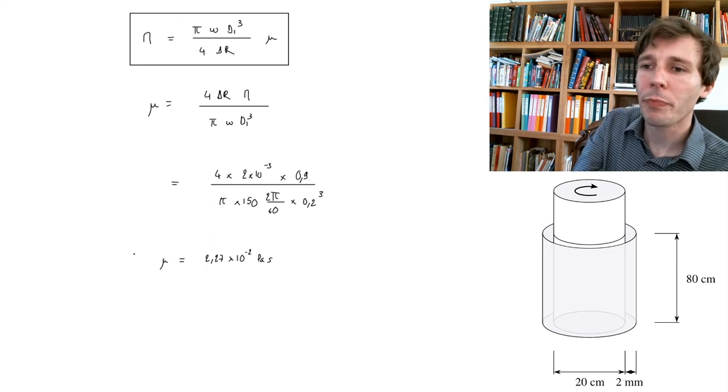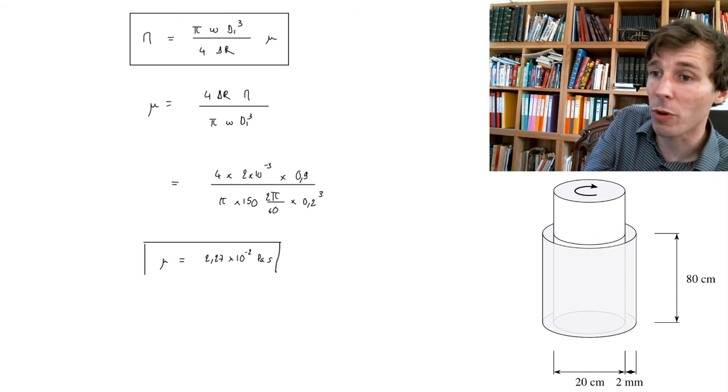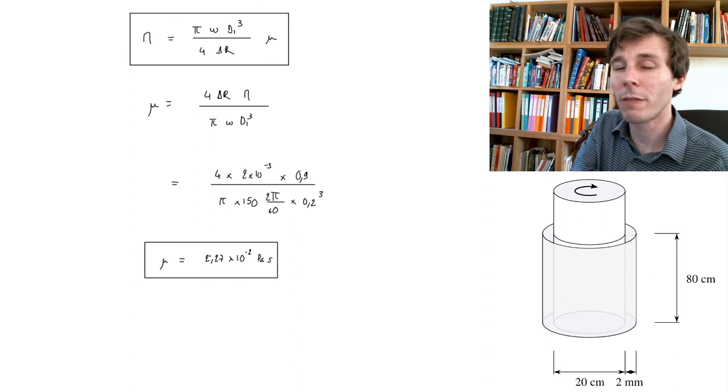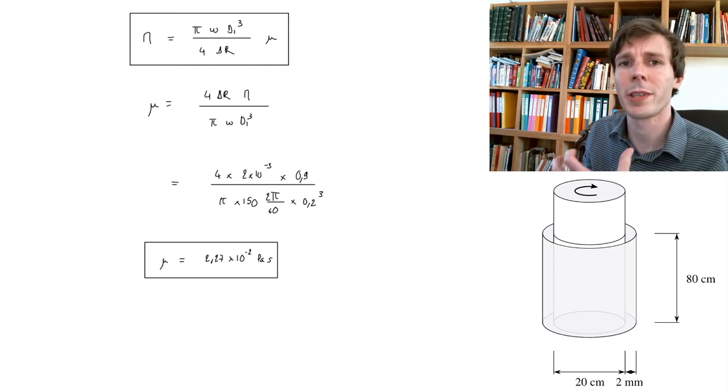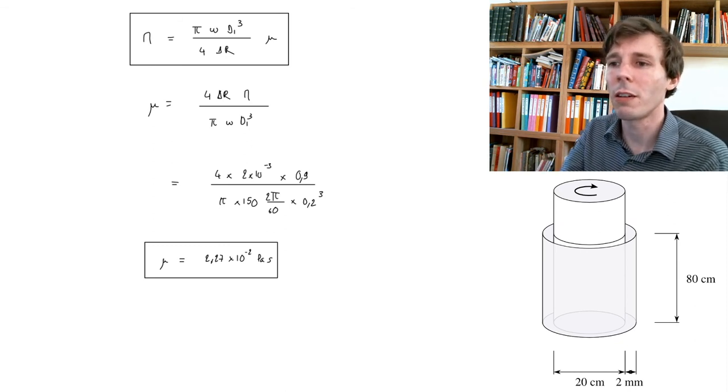Quick check. How big is this viscosity? It's a very big viscosity. Numbers for viscosity are usually very small. This is very sticky. This is typically oil, very thick oil, or syrup, or honey, something like this would be very sticky. And this is the viscosity.